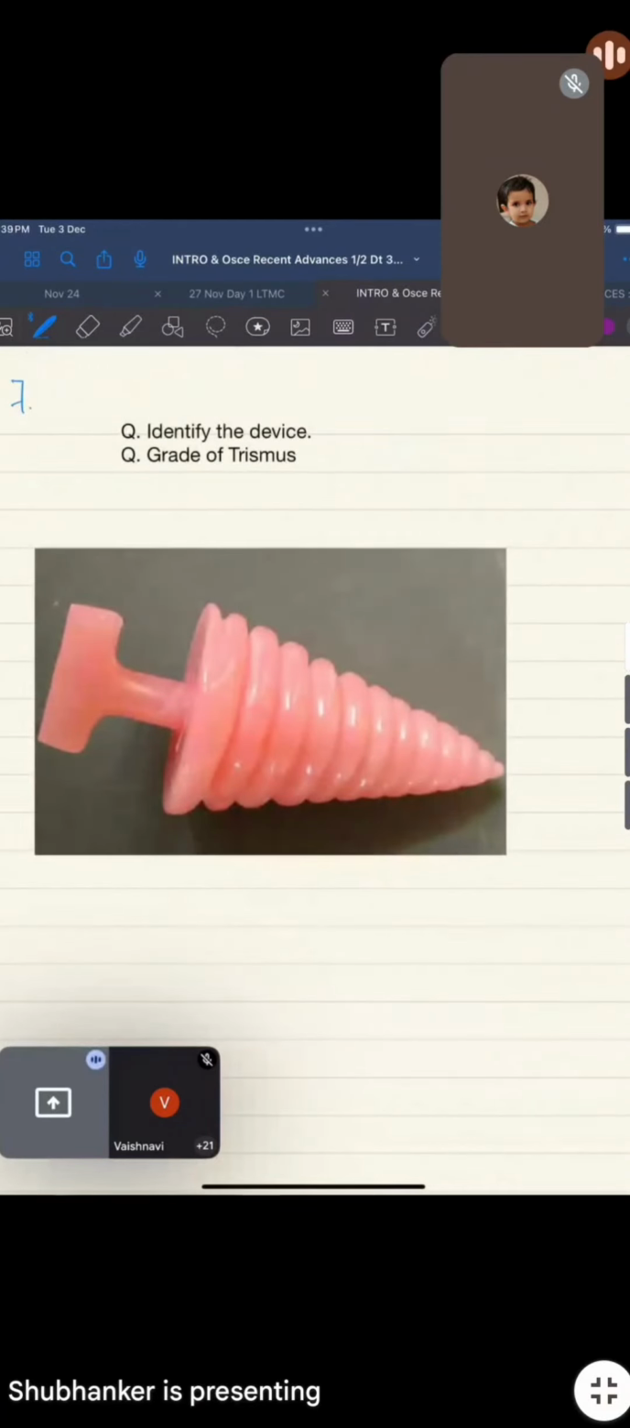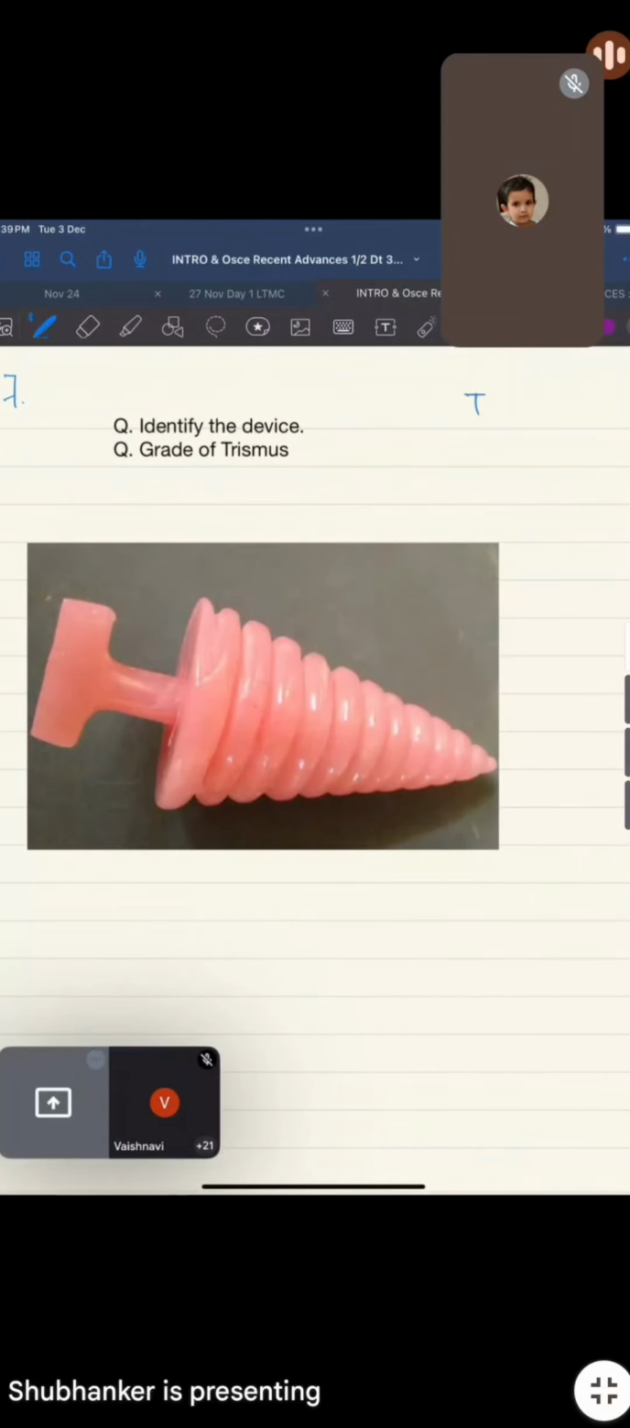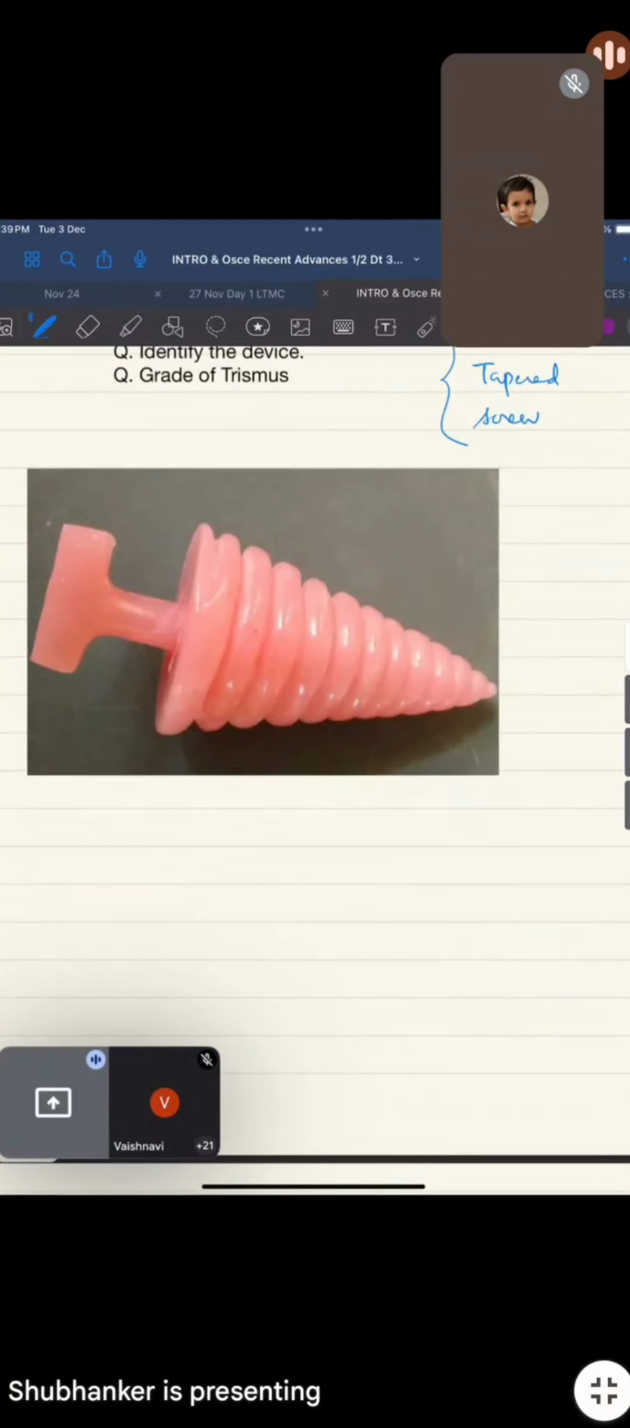This is an easy question. Identify the device. The name of this device is a threaded tapered screw. It's basically used for trismus. And what are the grades of trismus? People follow multiple sources, there are many available. Mild, moderate, severe.